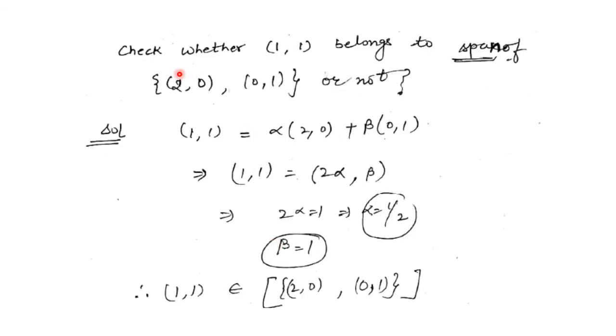One more example: check whether (1, 1) belongs to the span of these two or not. So once again, what do we mean by span? It means take its linear combination: alpha times this plus beta times this. Now we need to check whether this element belongs to this, whether it can be written as a linear combination of this. So again simplify this and compare these coefficients. You will get the value of alpha is half, beta is 1. So in this case, we can find the values of alpha and beta, right? So it means this belongs to the span of this.